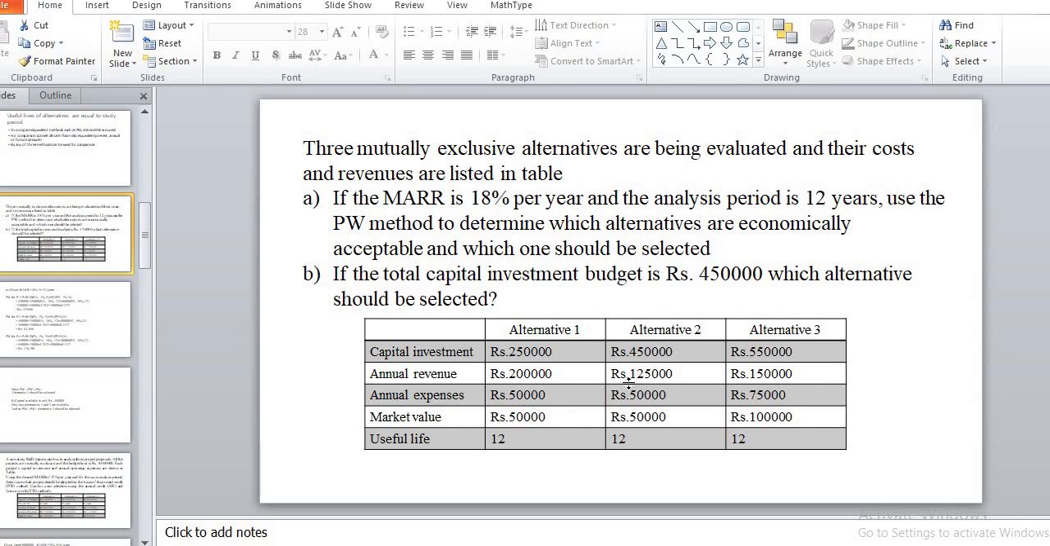Now here we consider one example. In this example we are discussing three projects, called alternative 1, alternative 2, and alternative 3, with different investment, revenue, expenses, and market value. The useful life in this case is the same for comparison purposes.